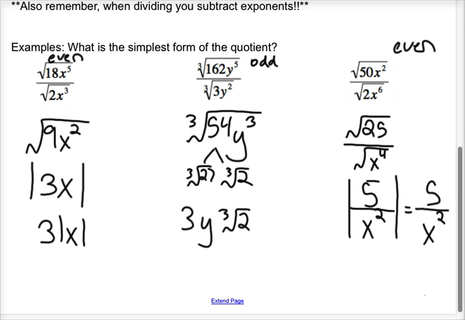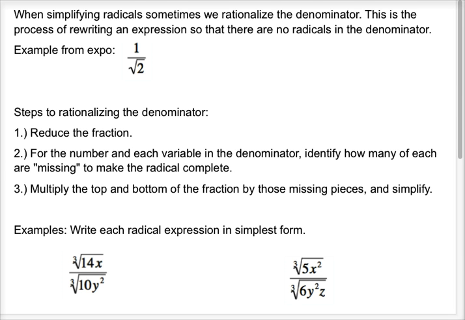All right. Now, with division, if you remember from Expo, sometimes you're going to end up with a radical in the denominator. Now remember, mathematicians have decided that that is not simplified. So we have to go through a special process. That process is called rationalizing the denominator.